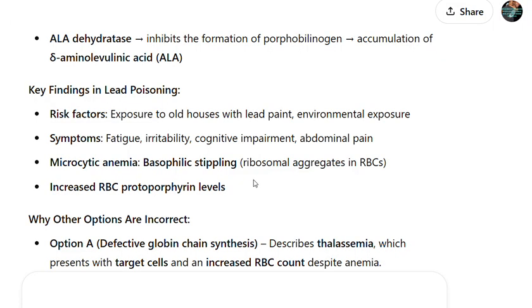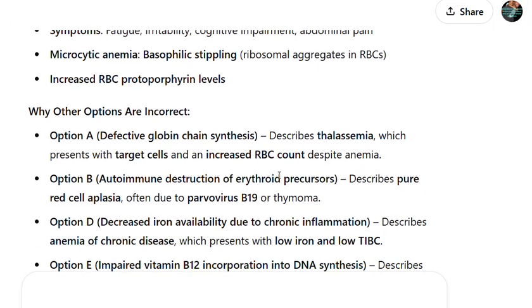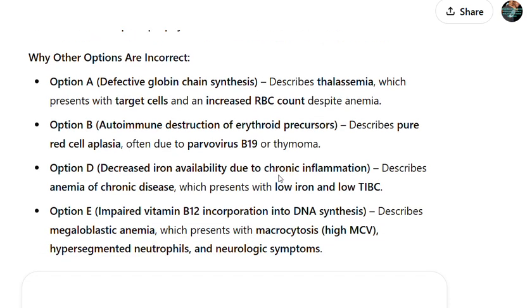Why other options are incorrect. Option A, defective globin chain synthesis, describes thalassemia, which presents with target cells and an increased RBC count despite anemia. Option B, autoimmune destruction of erythroid precursors, describes pure red cell aplasia, often due to parvovirus B19 or thymoma.